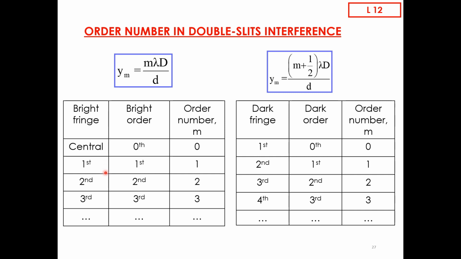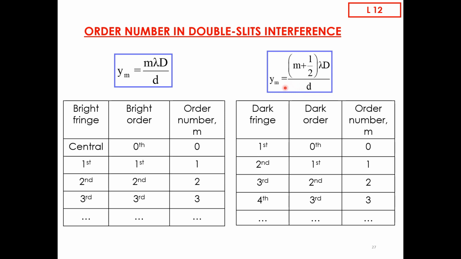Next we go to the first bright fringe. In terms of bright order, we call it the first bright order, and for the order number we use m equals 1. For the second bright fringe, we call it the second bright order, with order number m equals 2. Next, we go for the dark fringe, or destructive interference.